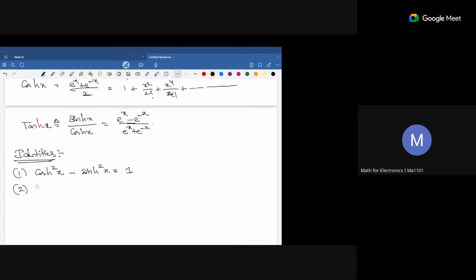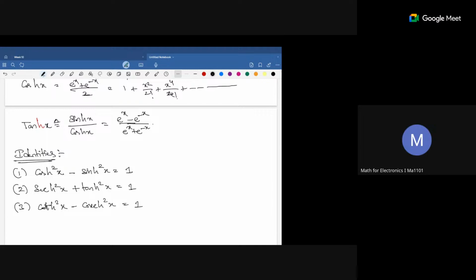Similarly, there are other useful identities, which are secant hyperbolic square plus tan hyperbolic square of x will be 1. So in trigonometric functions, we would have seen secant square x minus tan square x is 1. Here it is plus. And the last identity is cot hyperbolic square of x minus cosecant hyperbolic square of x would be... Okay. So these are some useful identities.